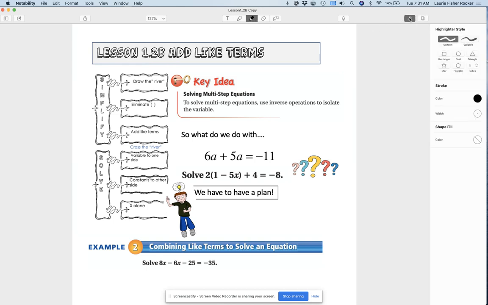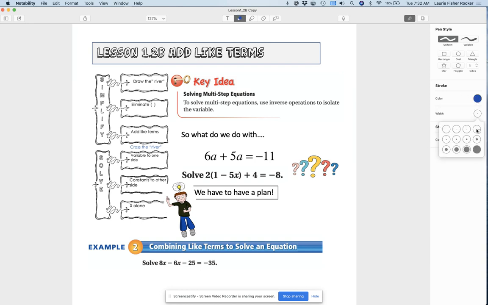is a key idea to solve multi-step equations, and it says here, using inverse operations to isolate the variable. Well, that sounds familiar. That's kind of what we've been doing, right? So the question, I guess, is what do we do with problems like 6a plus 5a equals negative 11? What do we do with solve 2 times (1 minus 5x) plus 4 equals negative 8? Because that's another problem that's pretty different than what we've been doing.